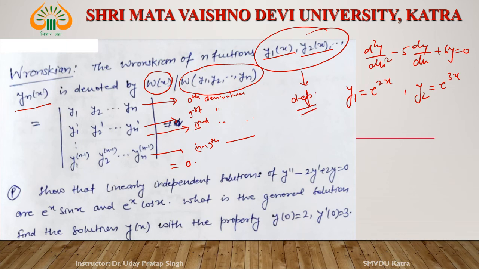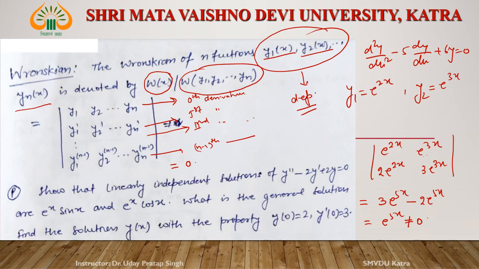Now come to this example. e to the power 2x, e to the power 3x. What is the first derivative? 2e to the power 2x. And the first derivative of the other is 3e to the power 3x. Now solve the determinant: 3e to the power 5x minus 2e to the power 5x. What is this? e to the power 5x. This is not equal to 0. So these two solutions are linearly independent.